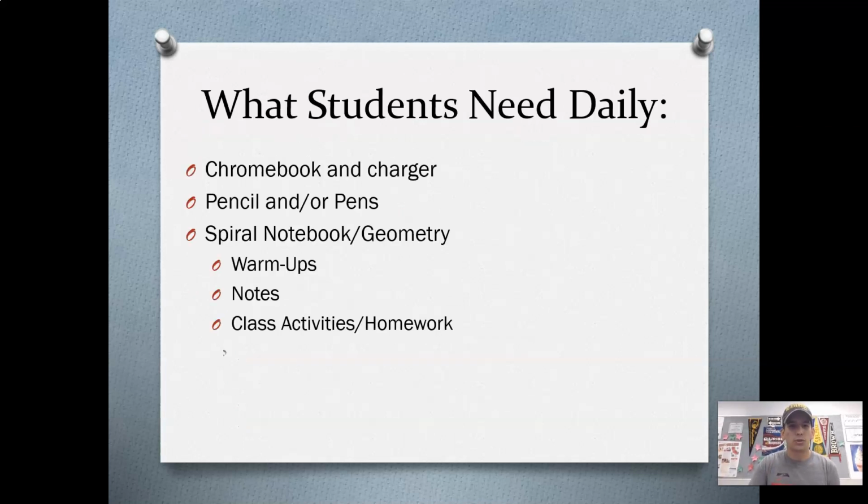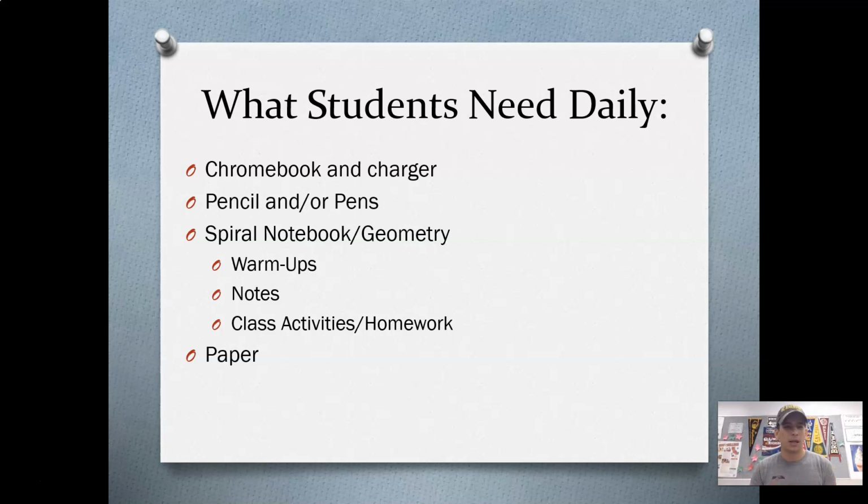So what do students need on a regular basis? I do ask them to bring their Chromebooks and their chargers. We've been trying to use technology a lot more. So their Chromebooks, they're using them as a digital notebook. That's where we take our notes. So it's important that they have a Chromebook and of course their charger, since they're using their laptops pretty much all day.